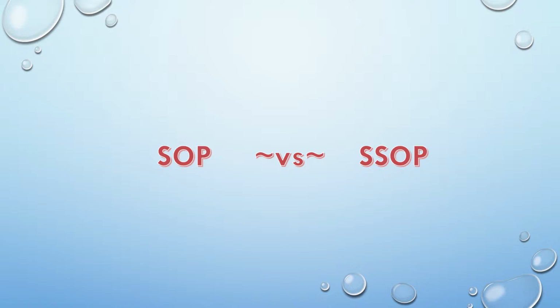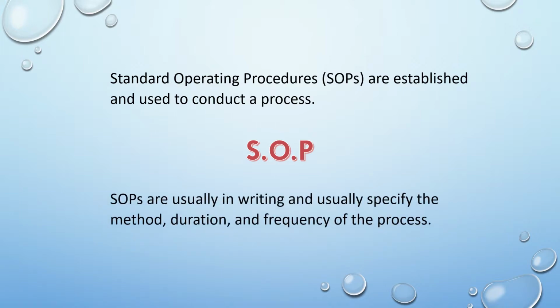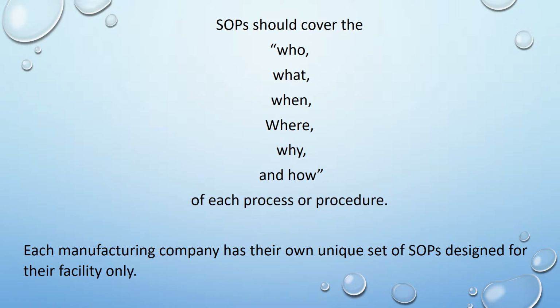SOPs versus SSOPs. SOP. Standard operating procedures are established and used to conduct a process. SOPs are usually in writing and usually specify the method, duration, and frequency of the process. SOPs should cover the who, what, when, where, why, and how of each process or procedure. Each manufacturing company has their own unique set of SOPs designed for their facility only.